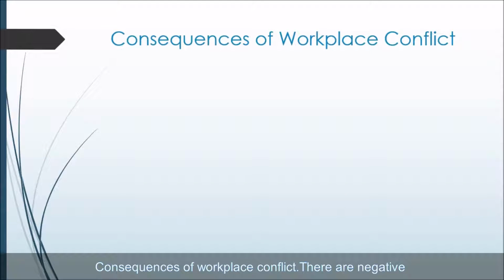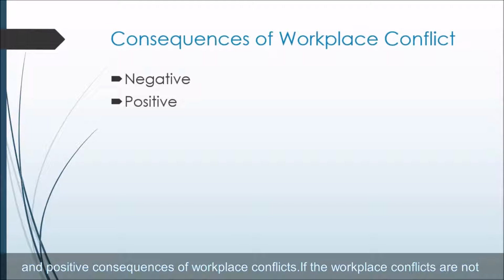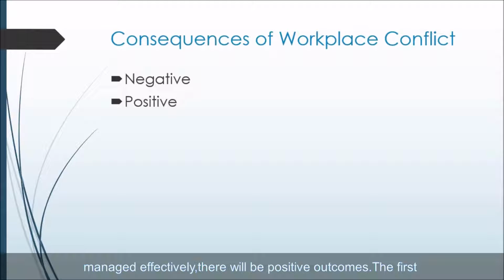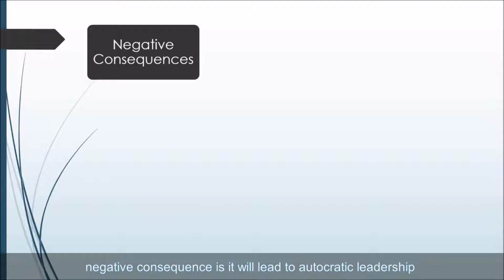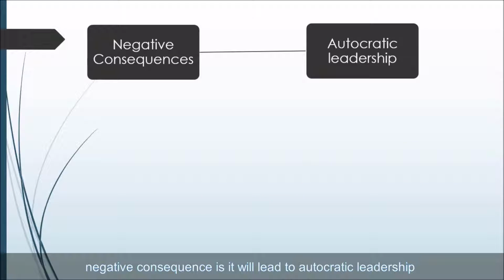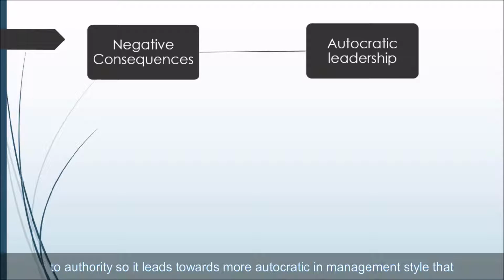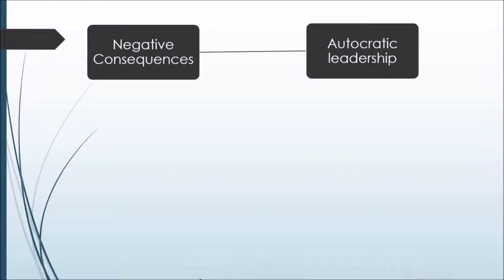Consequences of workplace conflicts. There are negative and positive consequences of workplace conflicts. If workplace conflicts are not solved in an appropriate way, there will be negative consequences, but if the conflicts are managed effectively, there will be positive outcomes. The first negative consequence is that it will lead to autocratic leadership, because conflict is viewed as unwillingness to compromise and a direct challenge to authority, so it leads towards a more autocratic management style that will eliminate the desire and opportunity to compromise between individuals.